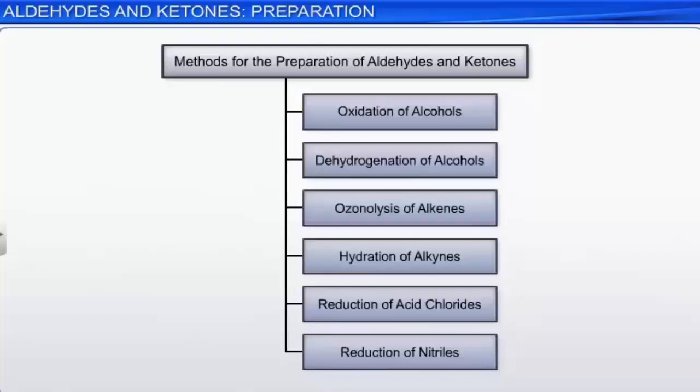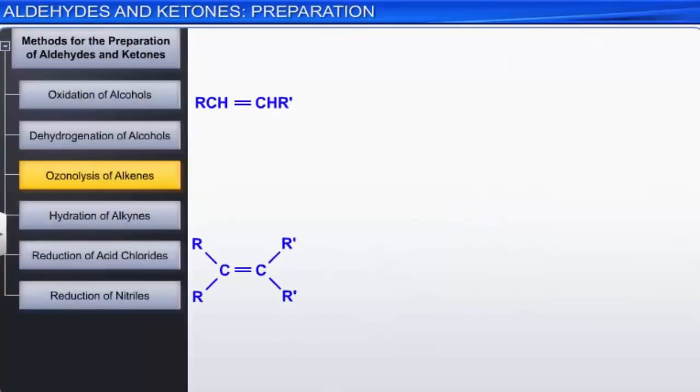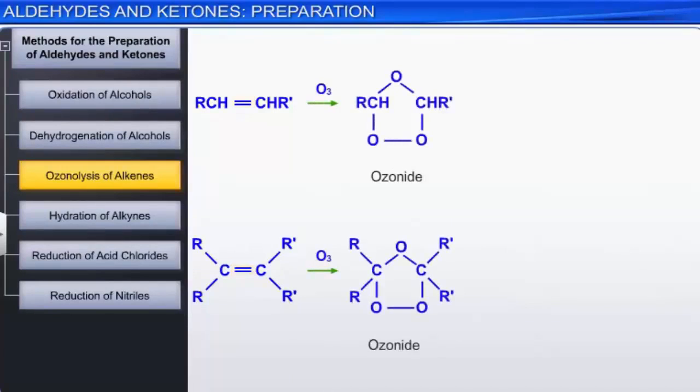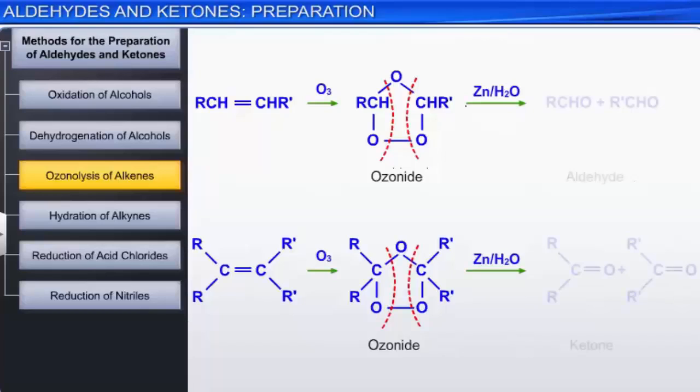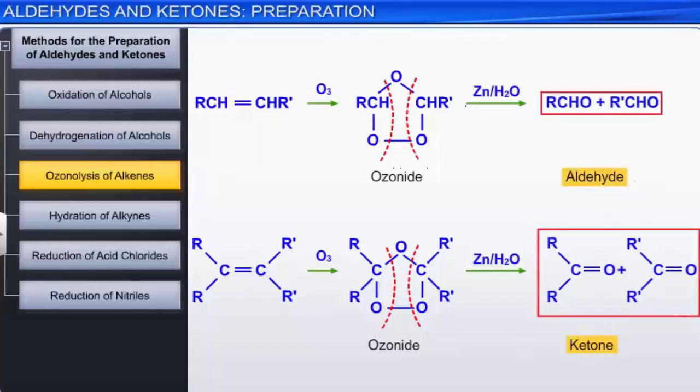Carbonyl compounds can also be prepared from the ozonolysis of alkenes. Ozonolysis involves the cleavage of the double bond by the addition of ozone to give a cyclic product called ozonide, followed by hydrolysis in the presence of zinc dust. Depending upon the substitution pattern of alkenes, ozonolysis yields either aldehydes or ketones or both.